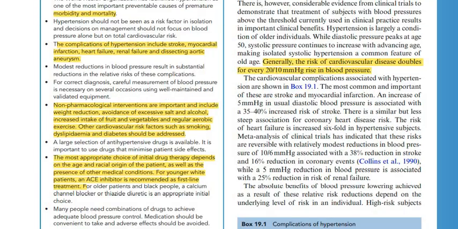There are various risks associated with elevated blood pressure. If it continues chronically, it will lead to myocardial infarction. It may also lead to a 35 to 40% increased risk of stroke.